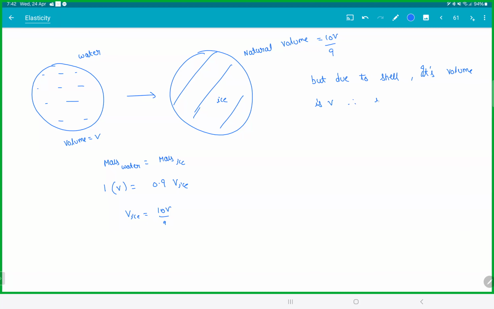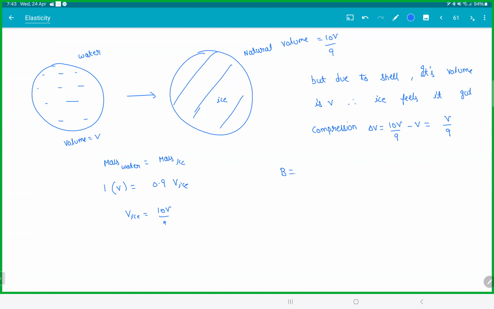Therefore, the ice will think it got compressed. You get anything, guys? You should always take the elongation on the natural length, and the natural length changes. So it feels it got compressed. How much? 10V by 9 minus V. It will think the compression is V by 9. So this is your delta V.